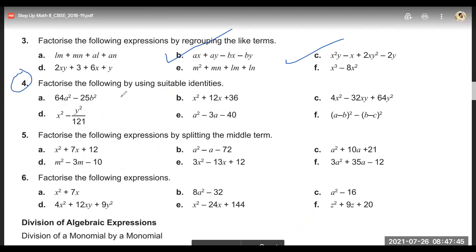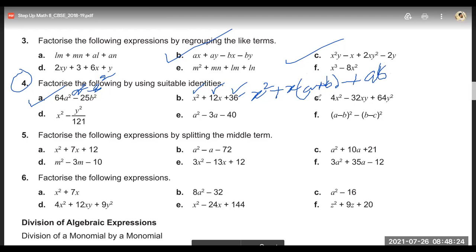Then the fourth question is to factorize the following by using identities. The first question can be solved by the a square minus b square identity. I'm telling you here the identities. For the second one, you have a square term, the product of the variable and constant, and then we have the product of only the constant values. This is the example of the identity x square plus x into a plus b plus a into b. So that's the second identity.